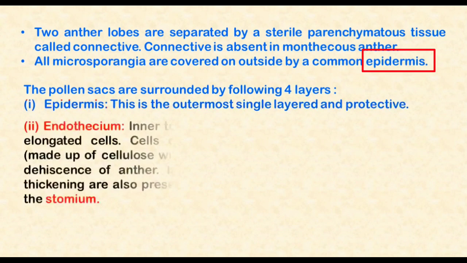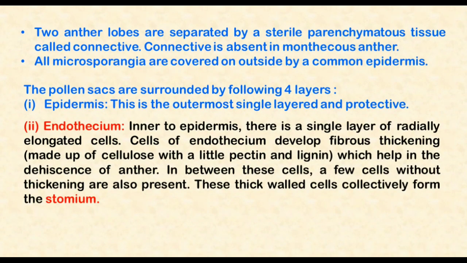There are 4 different layers present around the microsporangia. First is the epidermis. It is the outermost layer and protective in nature. Next is endothecium. It is radially arranged elongated cells. They are present just below the epidermis, and a fibrous thickening is found. At some places the fibrous thickening is absent, and a thin walled endothecium is present, and that part is known as stomium.